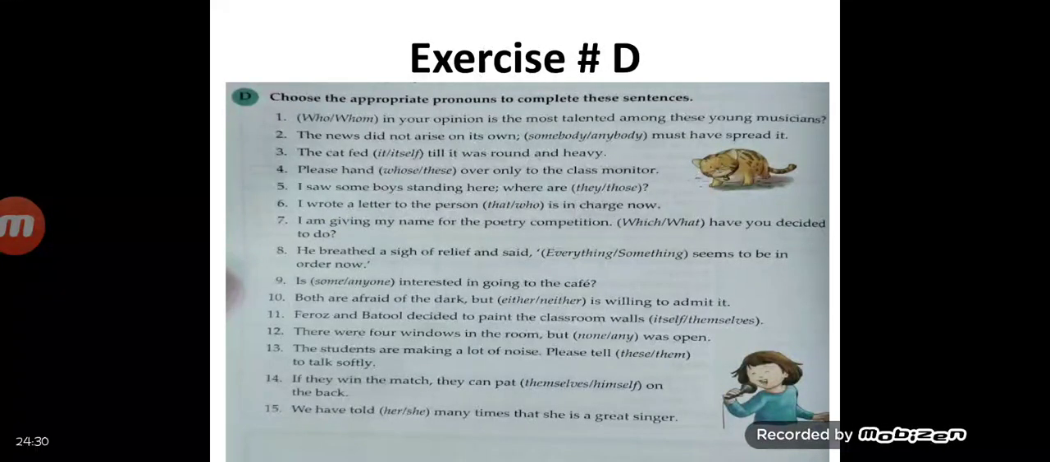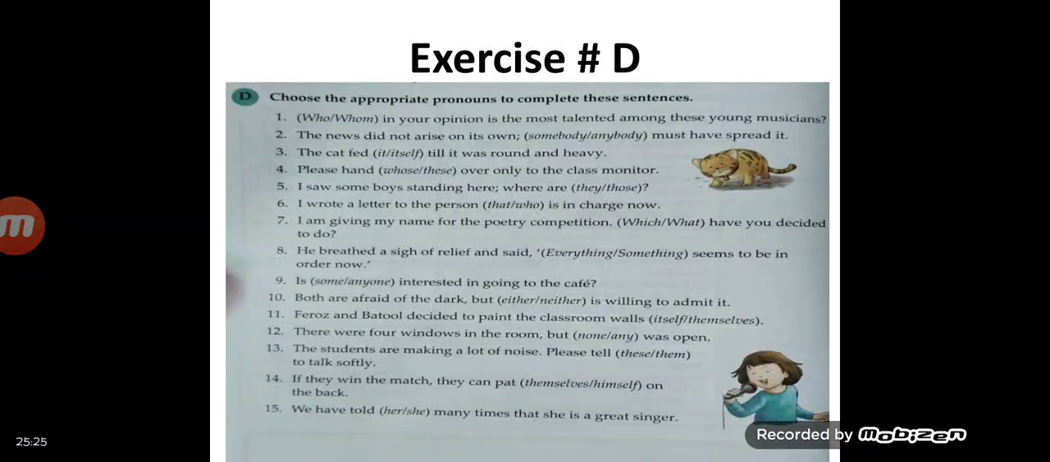Feroz and Batul decided to paint the classroom walls. Itself or themselves? Themselves, yes, correct option is themselves. There were four windows in the room, but dash was open. None was open or any was open? None was open, yes. 13th option: the students are making a lot of noise. Please tell these to talk softly or them to talk softly? Them to talk softly, yes. If they win the match, they can put themselves on the back or himself on the back. Themselves on the back. The last one is: we have told her many times that she is a greater singer.